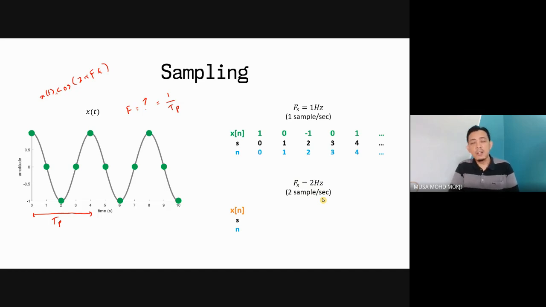If you still have your audio CD, and I'm sure not many of you still have an audio CD, that round thing, the sampling there is, I think, 44.1 kilohertz. It means you will have 44,100 samples in 1 second. That's the audio CD.